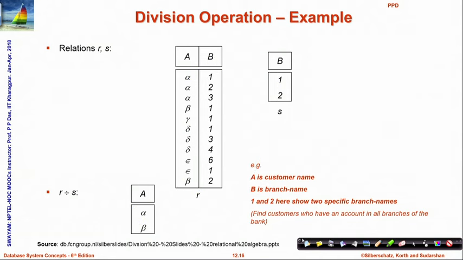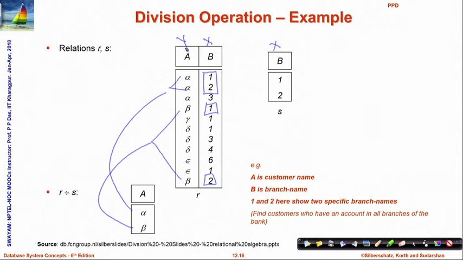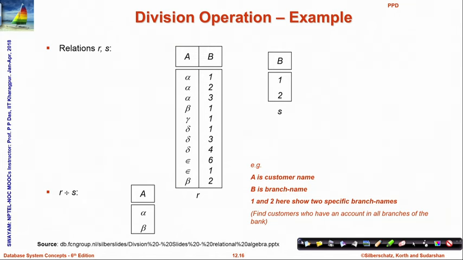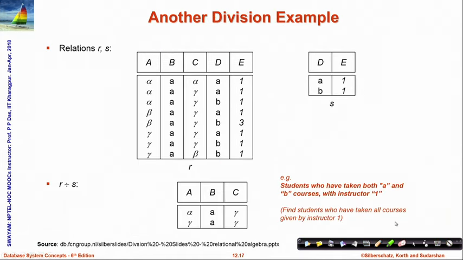So, to say it again, the whole of the relation S must appear over the x attributes of R. Consider these two together. If that happens, then the tuples on the attributes y would be chosen, and that is how we get the result having alpha and beta. Let us look at one more example.